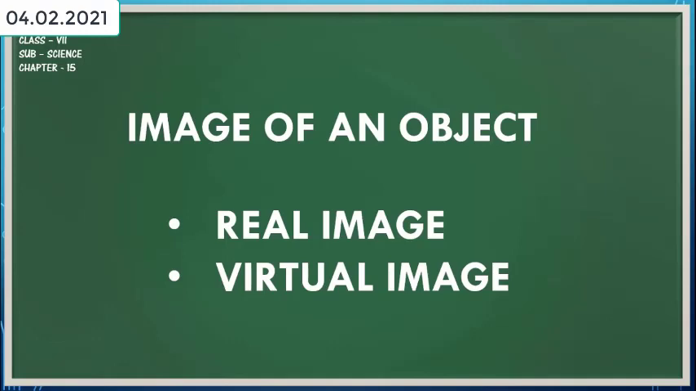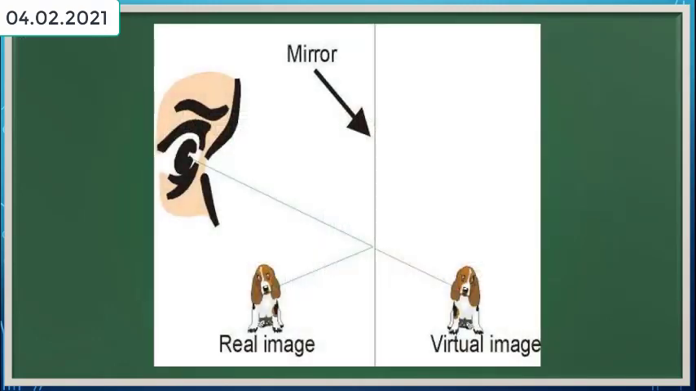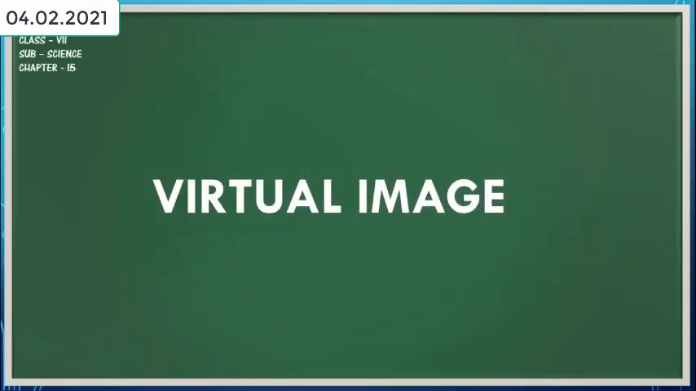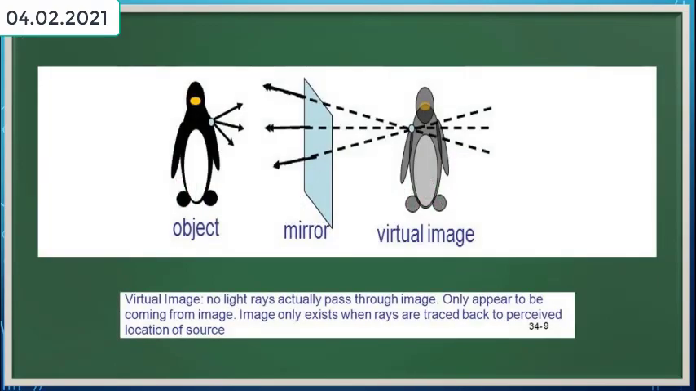While a virtual image is an image which cannot be obtained on a screen. For example, the image formed by a plane mirror. When the light rays coming from an object appear to meet after reflection from the mirror, it results in the formation of a virtual image. It is not possible to form a virtual image on the screen because light rays actually do not pass through the screen or cannot be received on a screen.